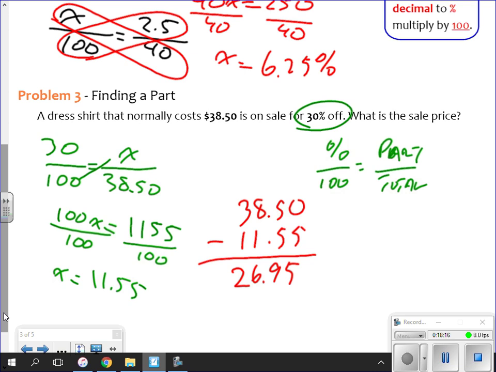Okay, questions? Read the question carefully when you're doing your classwork today, because there are a couple of problems like this, and a couple of problems where the final answer you got here, the $11.55, would be what you're actually paying.